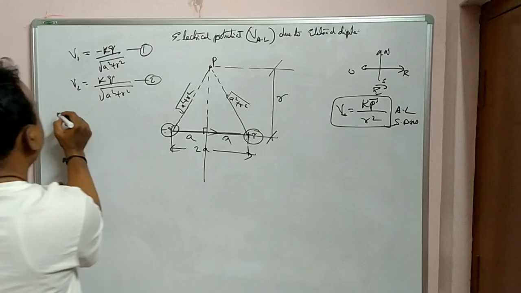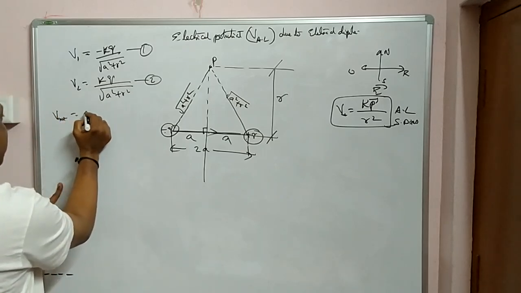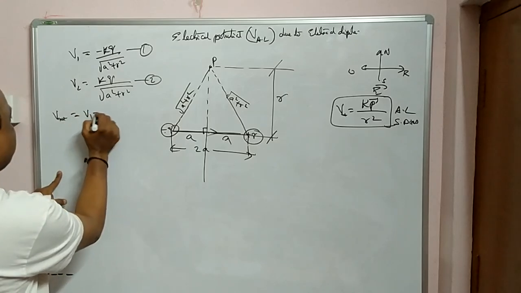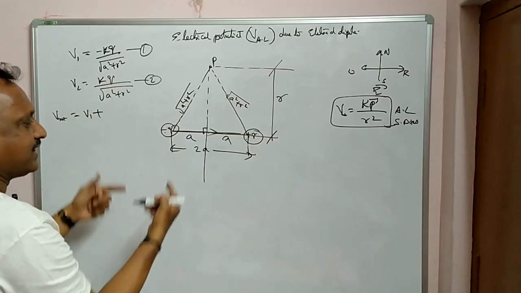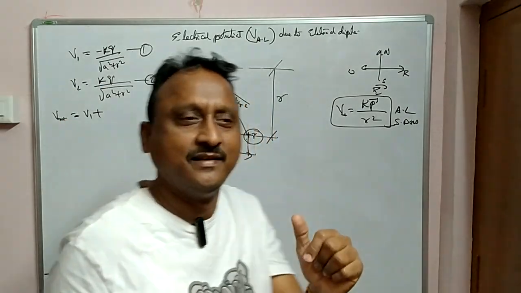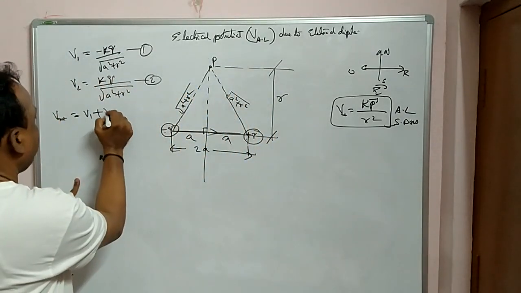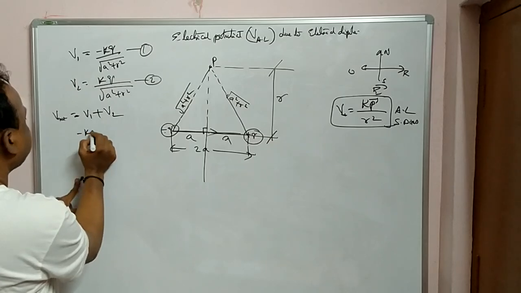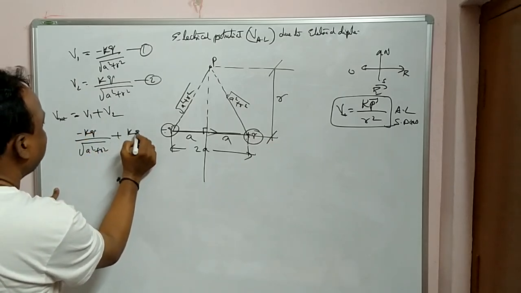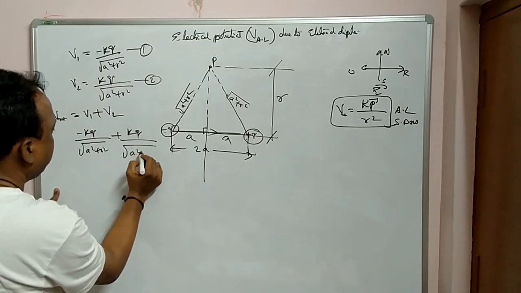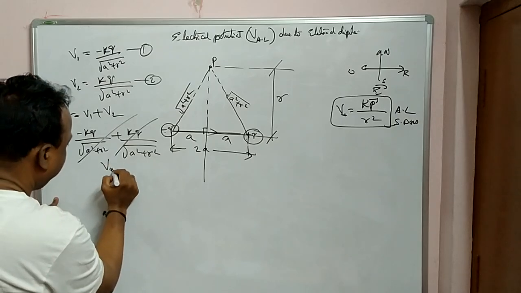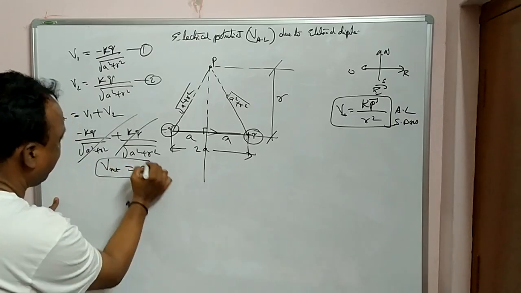So what is V net here? V net is equal to what happens? Resultant, V1 plus V2, V net. I told you earlier, when there is a system of charges, what should we do? The sum of all those things, because electrical potential is not a vector, it is a scalar. So sum of all those. So V1 plus V2: minus KQ by root over A square plus R square plus KQ by root over A square plus R square. Plus and minus cancel, and V net is equal to 0.